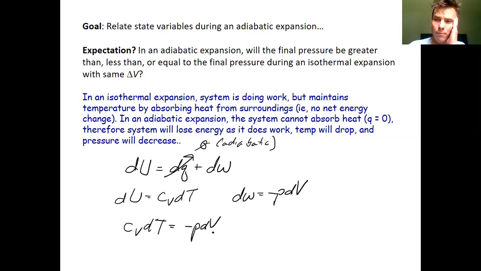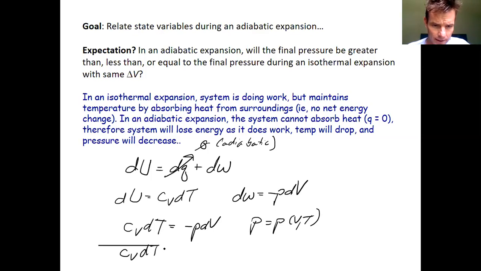Straightforward enough. What we have to remember now is that pressure is a function of volume and temperature, right? So I'm taking a derivative here with respect to volume, and over here with respect to temperature. Pressure depends on both of those variables. So I need to explicitly add that dependence in, which looks something like this. CV dT equals minus nRT over V dV.